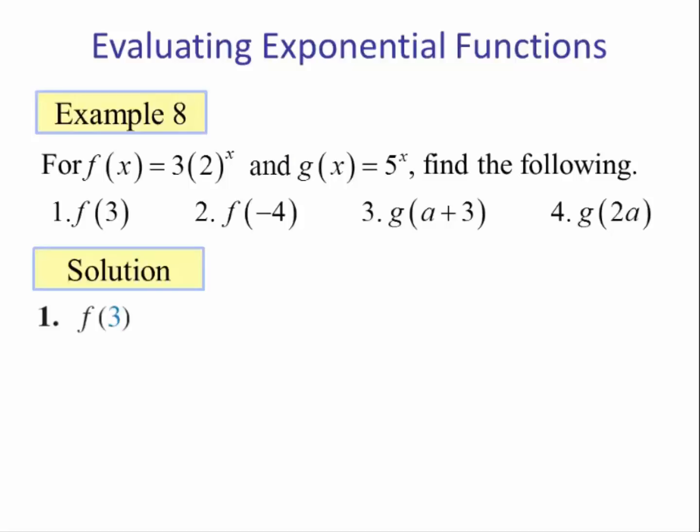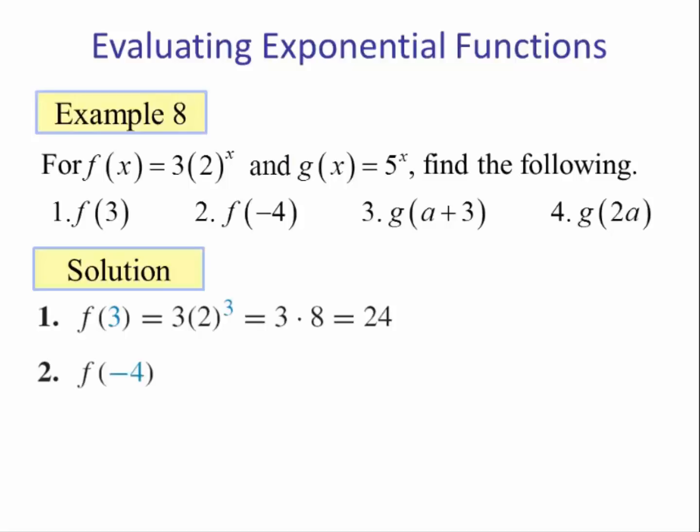Solution: f of 3, our input is 3. We want to find the output. Everywhere we see an x, we substitute a 3. Now we need to evaluate this. Order of operations says we do exponents before we multiply. So 2 to the third is 8. We multiply it by 3 and we get 24. So for this function, when the input is 3, the output is 24.